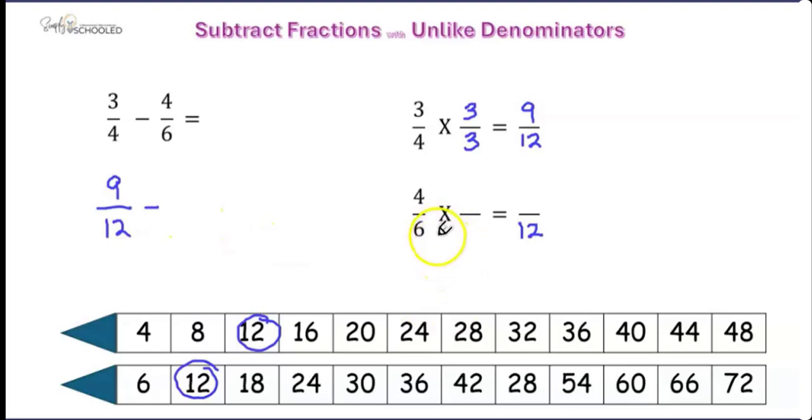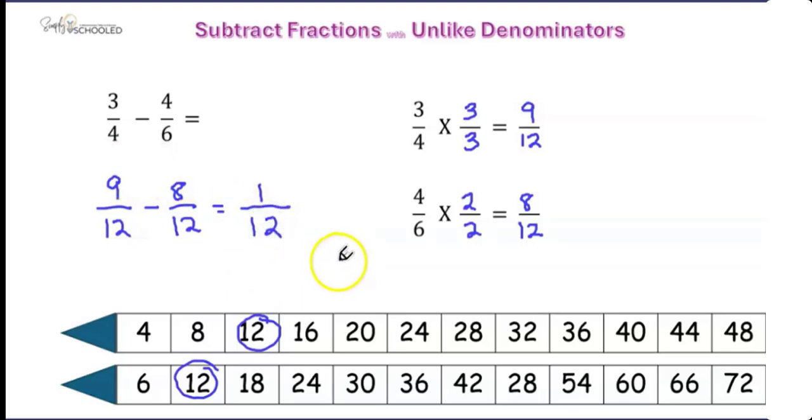4/6, we multiply 6 times 2 to get 12. So we have to multiply the numerator by 2. 2 times 4 is 8, and we get 8/12. So I'm going to go over here and rewrite 4/6 as 8/12. Now we can go ahead and subtract. We subtract the numerators. 9 minus 8 is 1, and we keep the denominator the same.